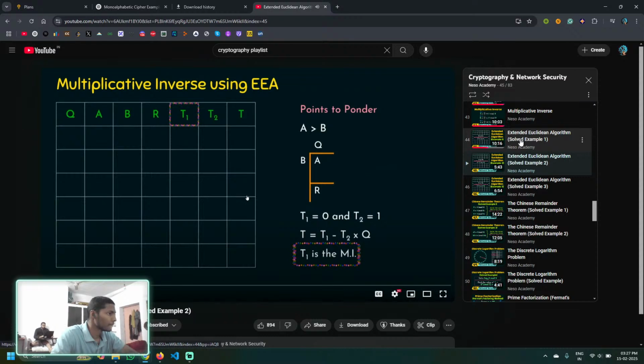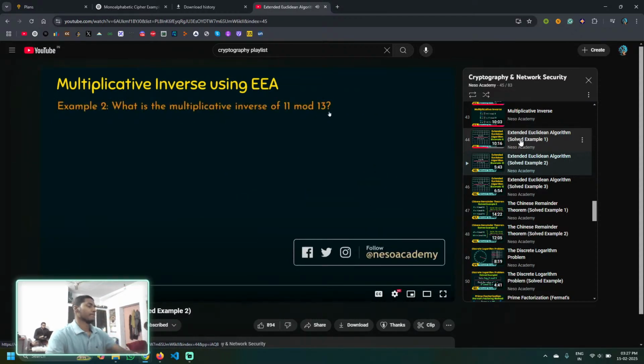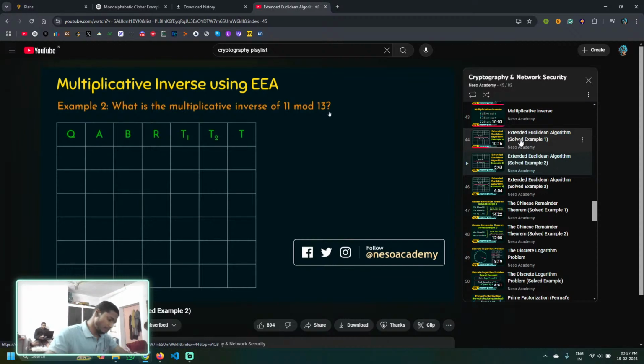It's here that we are going to extend Euclid's algorithm to find the multiplicative inverse of 11 mod 13. So let's solve this now. We know the solution is going to take these 7 columns, and let's fill the biggest number in a and the smallest number in b. So it's clear that 13 is going to be stored in a and 11 is going to be stored in b.